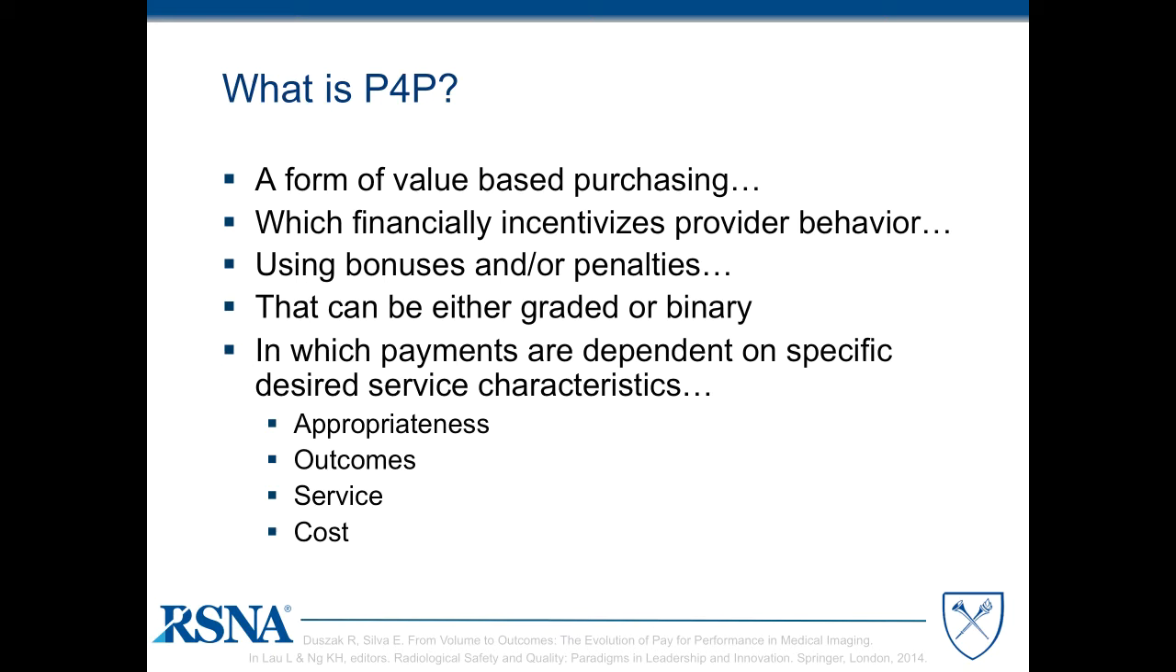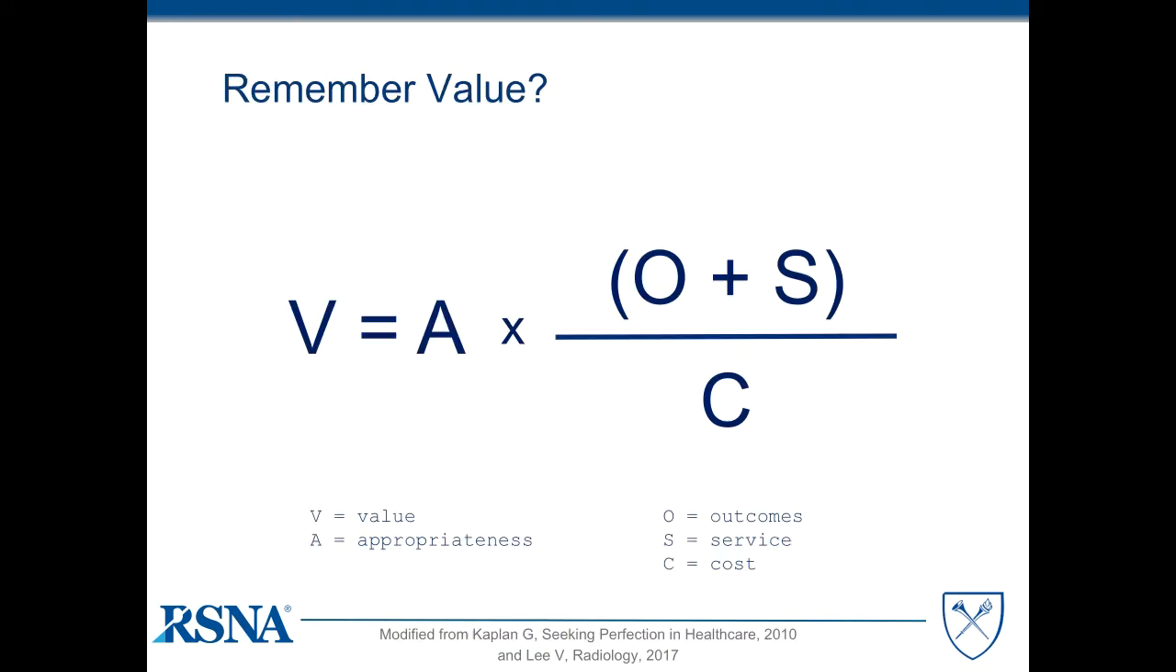Why those four, you might ask? Well, remember, as I told you before, these are the various components of value, and this is a value-based payment system. Value is enhanced when outcomes are improved, when service is improved, when appropriateness is optimized, and costs are reduced. And so the goal is to incentivize each and every one of those components.